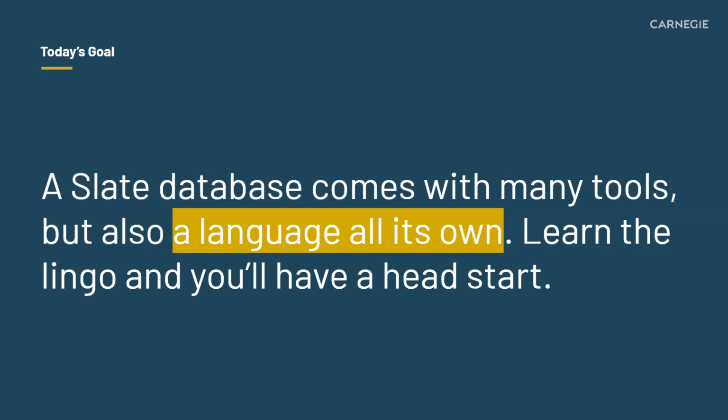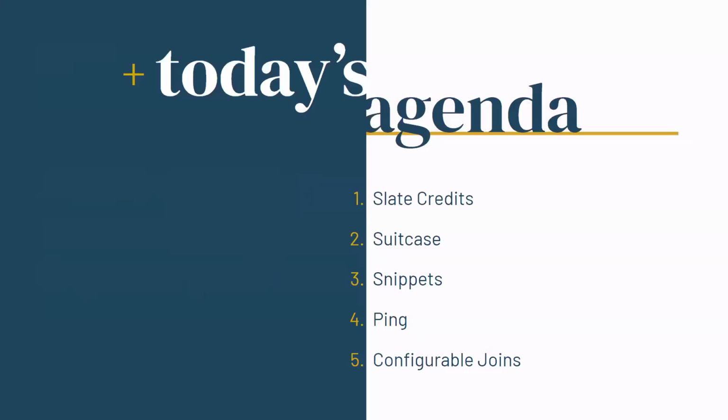So let's talk about our goal for today. We all know that the Slate database that you have comes with many tools and modules and access to do a lot of different things. But it also comes with a language that's all its own. So whether you are newer to Slate or you're more experienced, you probably know this by now. If you learn the lingo, you'll be more than halfway there. It's the head start. I could have picked any number of terms for today. There are dozens of highly specific Slate terms, but I figured I'd start us with some of the more common ones, especially for new users.